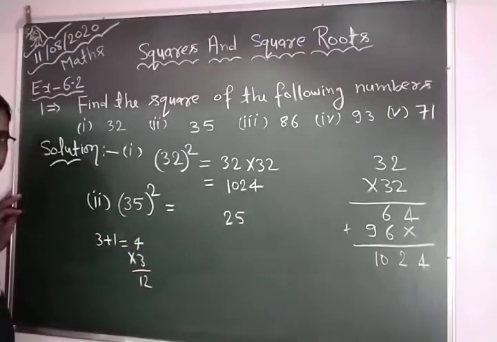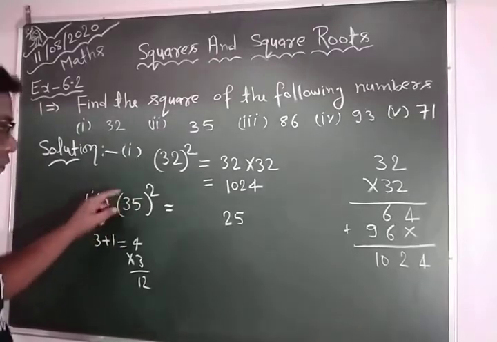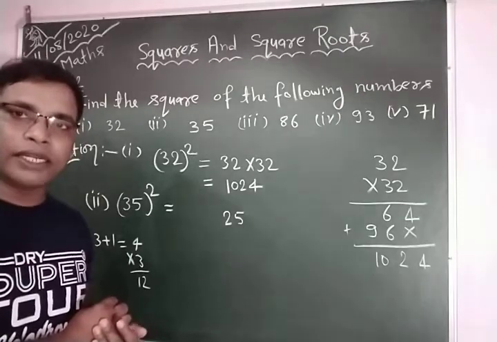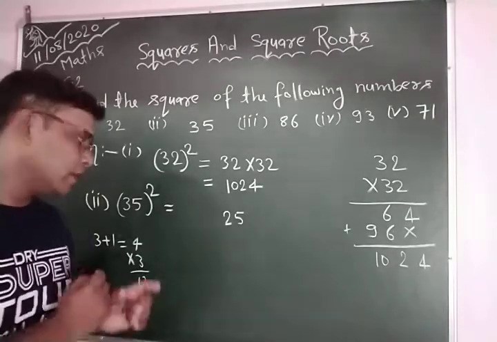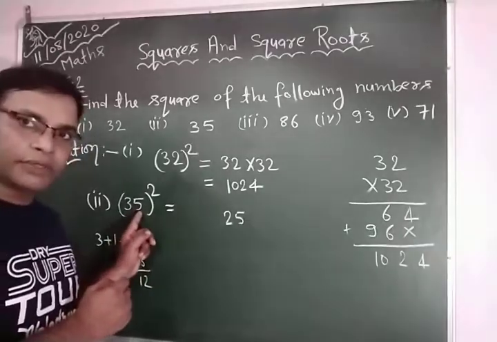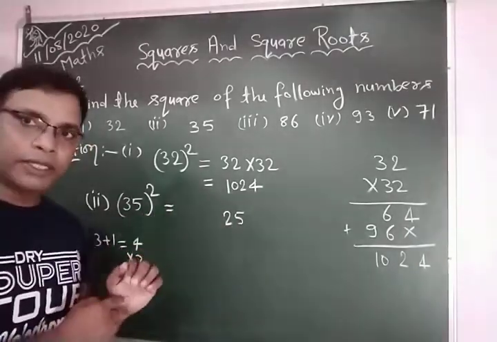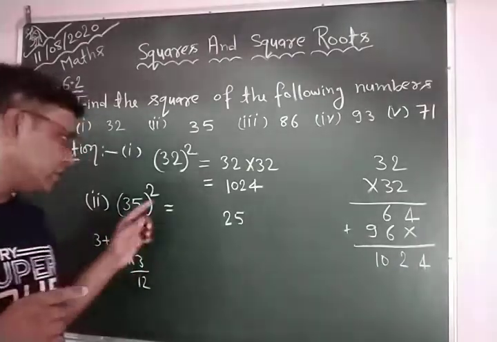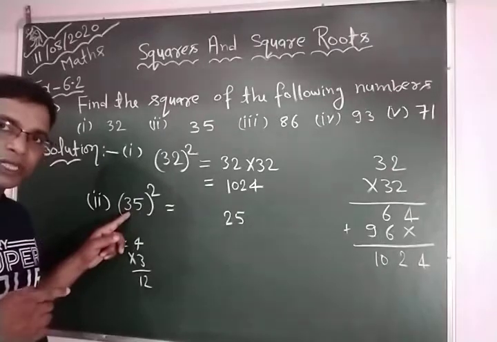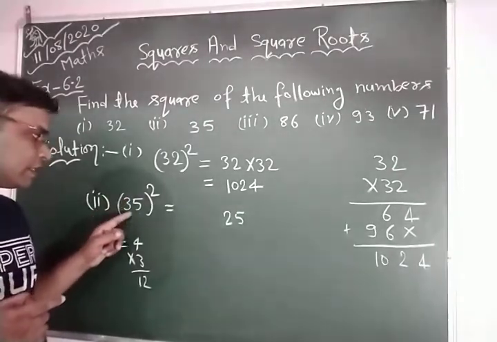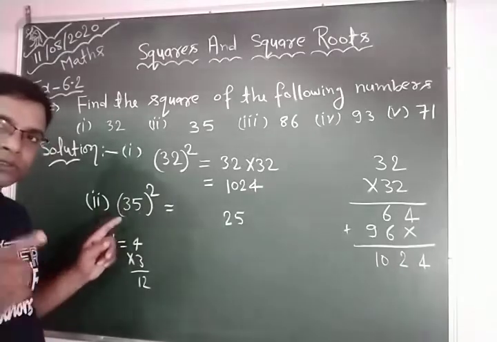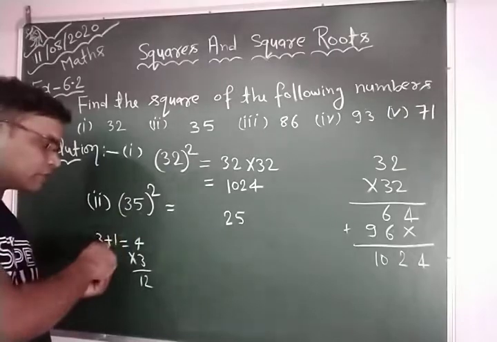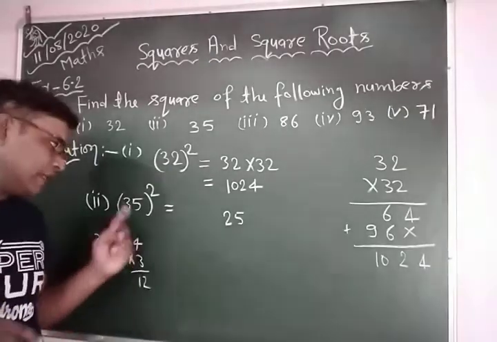This becomes 12. Let me say it again: if any number has unit digit 5 and we need to find the square of that number, first we write the square of 5. The square of 5 is 25, everybody knows. After this, for the next digit, we add 1. Here the next digit, the tens place digit, is 3. First we add 1, so it becomes 4. After that we multiply by 3.